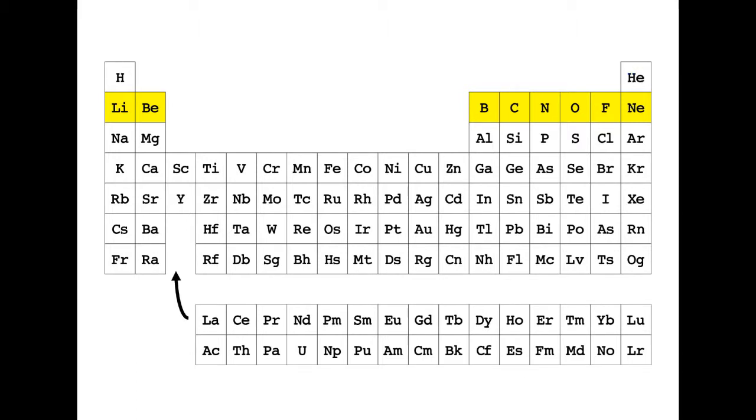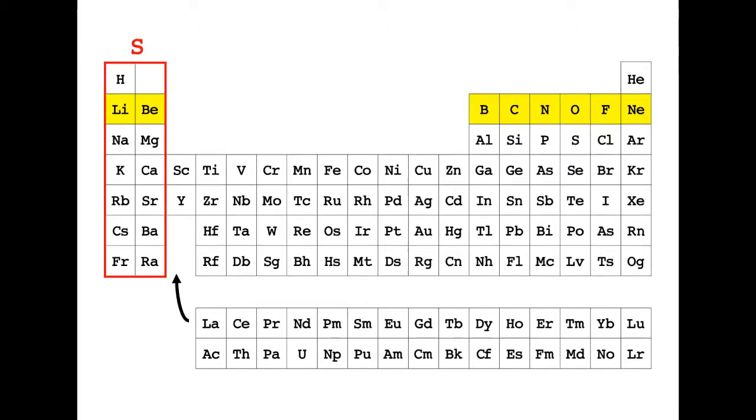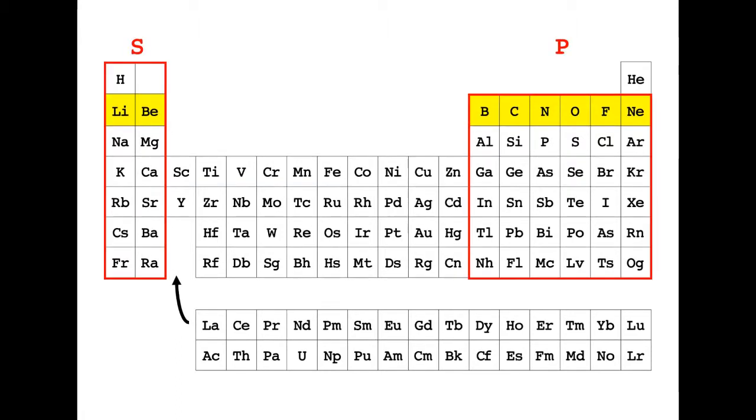Now, the second shell has 2 electrons capable of going in the S subshell and 6 electrons capable of going in the P subshell. This is reflected in the shape of the table on the second row. 2 elements over here and 6 elements here. This region is called the S block, and over here is the P block.